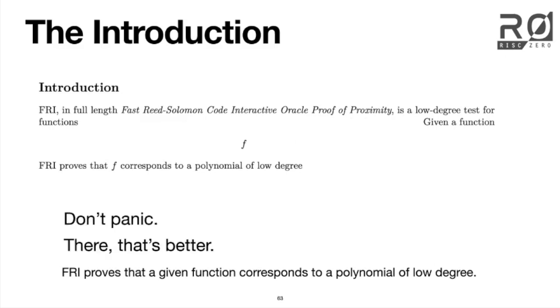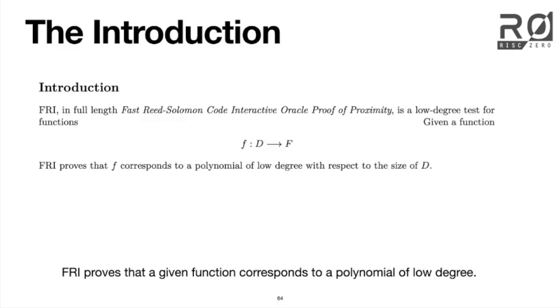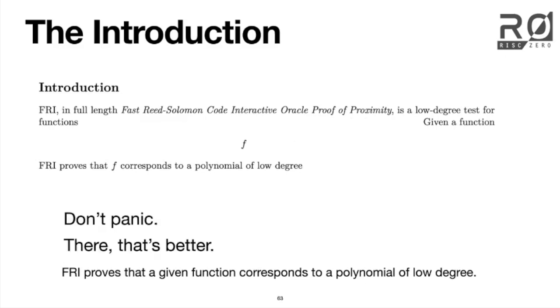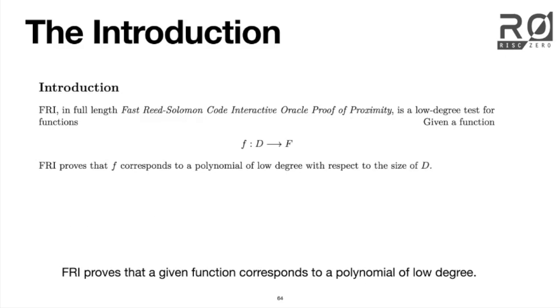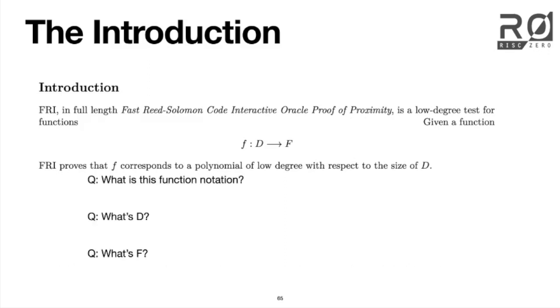Bringing in a little more language, it's not just low degree, it's low degree with respect to the size of D. And there's this function notation that you may or may not be familiar with. What's D and what's F? This notation says that we're associating each element of D with an element of F. D is a set, F is a set. Given any point in D, we can evaluate the function f with that point as an input, and the output will be an element of F.